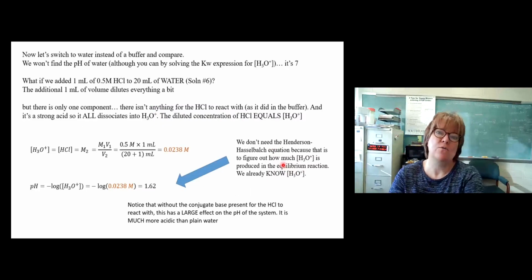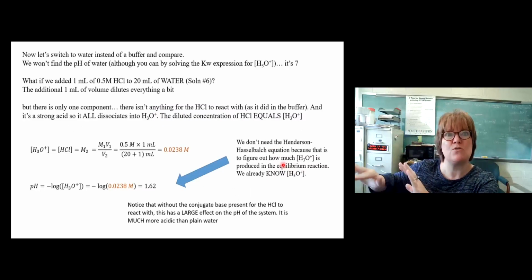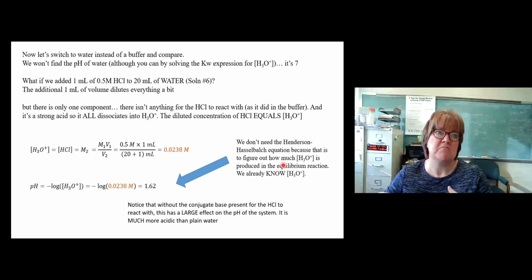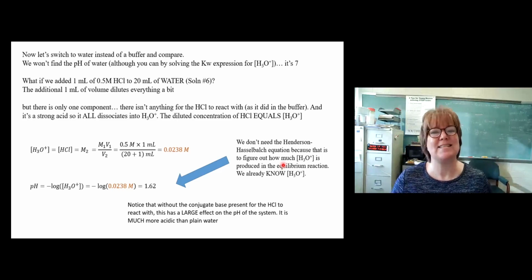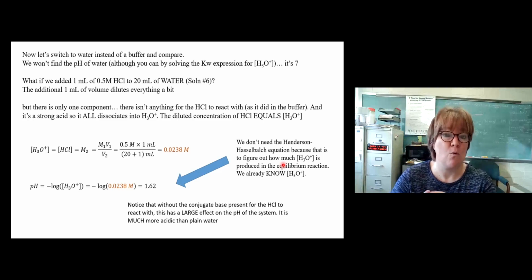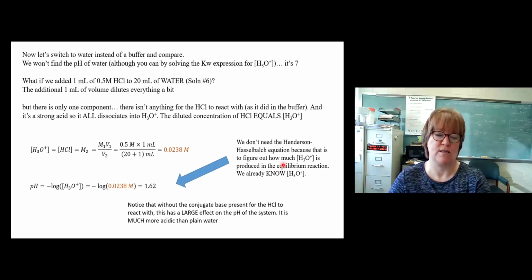Okay, now, that was all what happens to buffer systems when you add acid and base. Let's switch to an unbuffered system, and the easiest unbuffered system is going to be water. So we're going to use water. You could actually do a calculation of the pH of water, but I'm sure you've done that in class using the Kw expression. It's 7, we all know. So we're not going to calculate that one. But we move on to solution number 6 and say, what if we had 20 milliliters of water instead of 20 milliliters of our buffer, and I added 1 milliliter of 0.5 molar HCl.